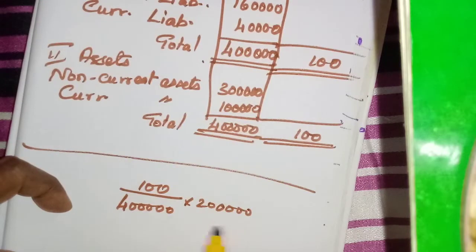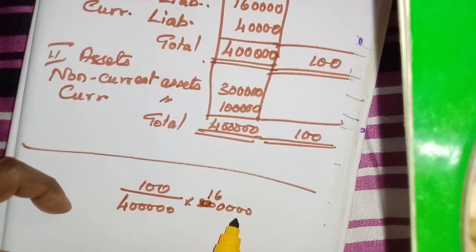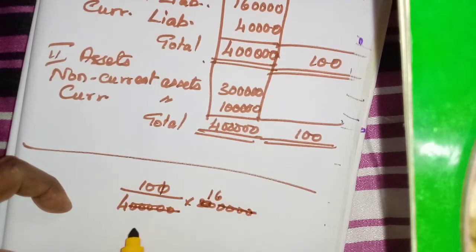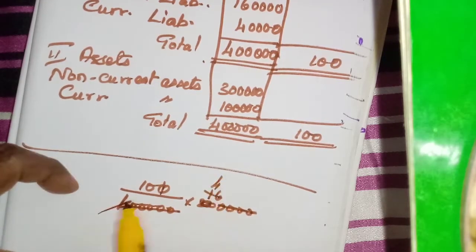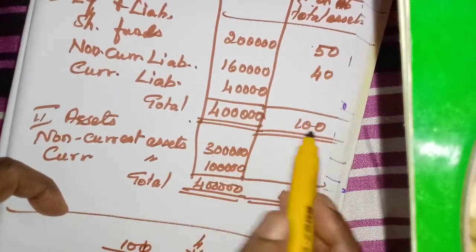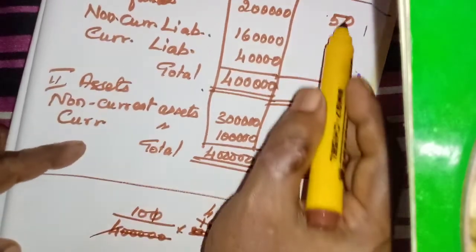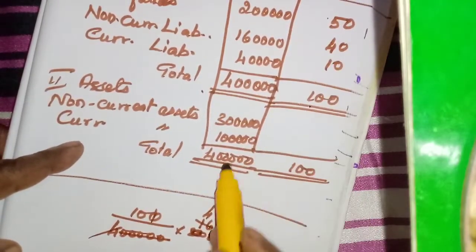Okay, next one we will take 1,60,000. For 4 lakh 100. So for 1,60,000, 50 here, 4 1s, then 4 4s are 40, isn't it? Then for 4 lakh 100, 40,000 is 10, isn't it? We need to reduce the zero and we will get 100.